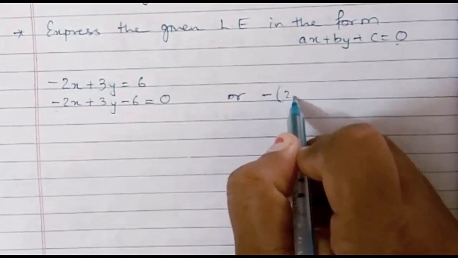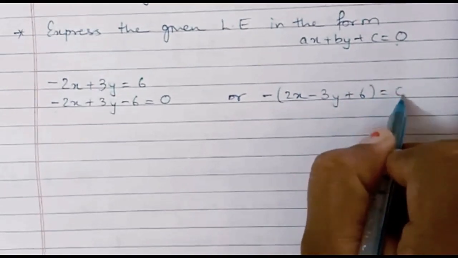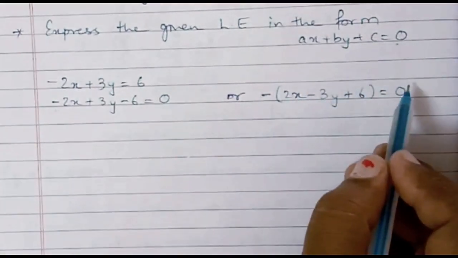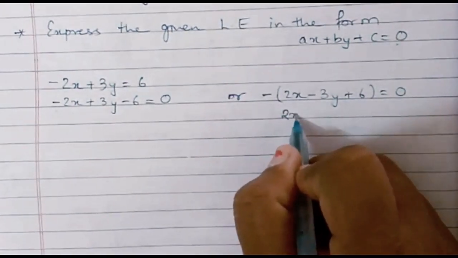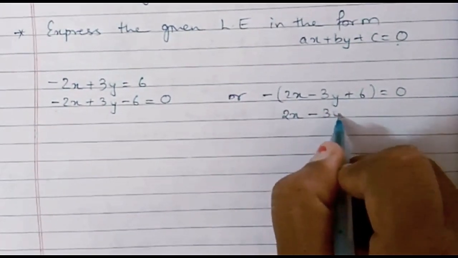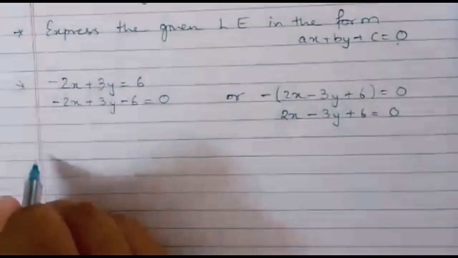Please see. It will be written as 2x minus 3y plus 6 is equal to 0. This minus sign can be taken on the opposite side, as minus 0 is also 0. So I can rewrite this equation as 2x minus 3y plus 6 is equal to 0. Right? Like this we have many more examples.